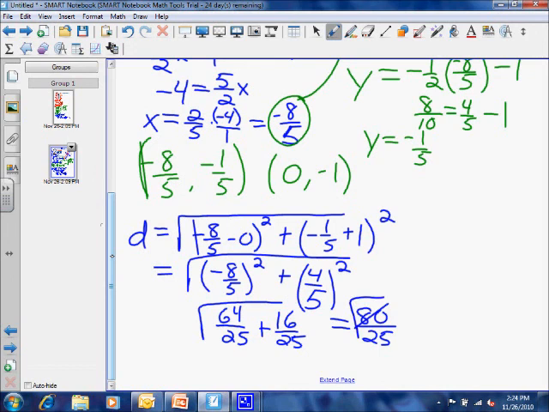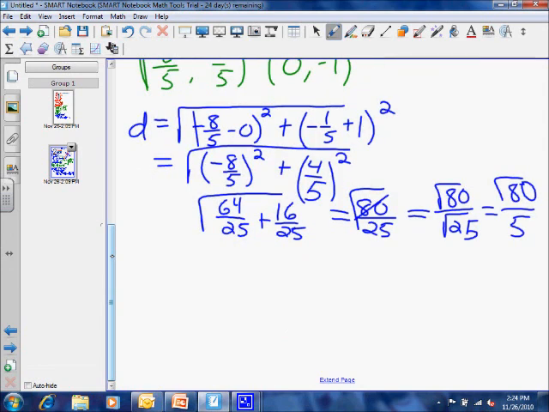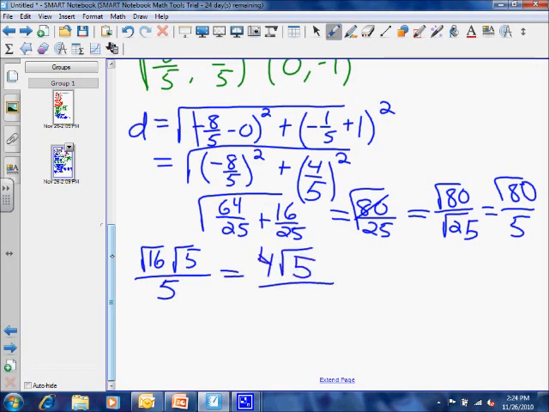I can break that down into the square root of 80 over the square root of 25. The square root of 25 becomes just 5, and I'm left with the square root of 80 on the top. I can go ahead and simplify that further, breaking it down to the square root of 16 times the square root of 5, over 5, which leaves me the final answer of 4 square root of 5 over 5. Final answer: 4 square root of 5 over 5, and then the approximate value that you can find as well.